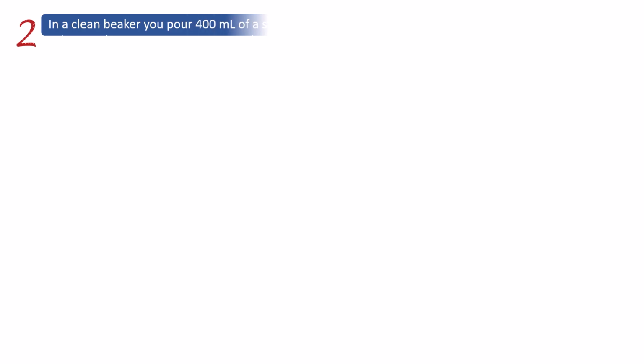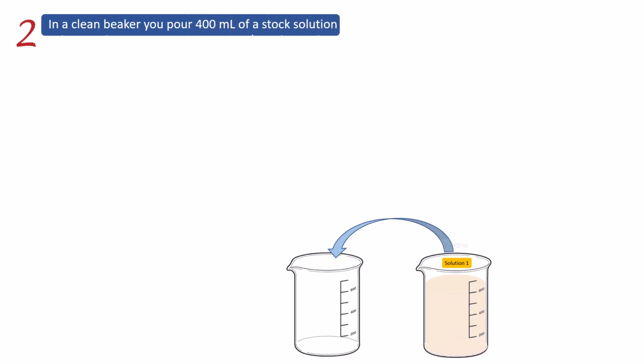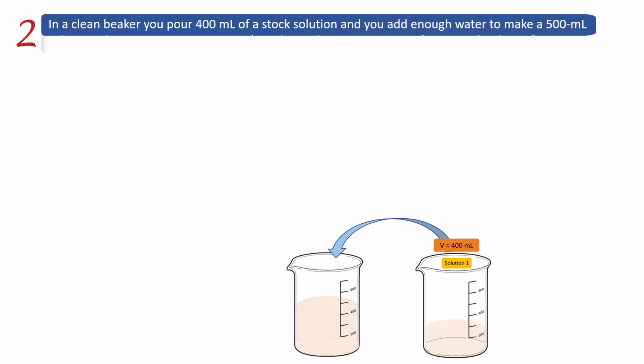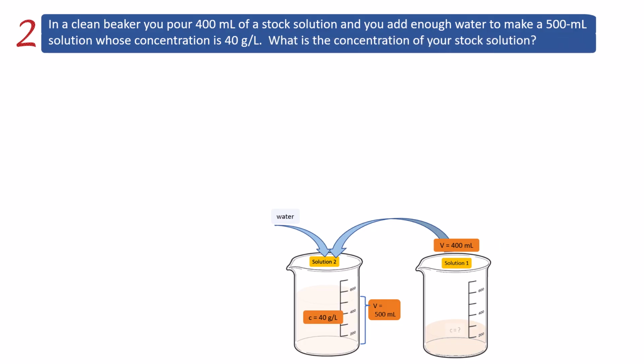Problem 2. Here's another variation of the same problem. In a clean beaker, you pour 400 milliliters of a stock solution. And you add enough water to make a 500 milliliter solution whose concentration is 40 grams per liter. What is the concentration of your stock solution?